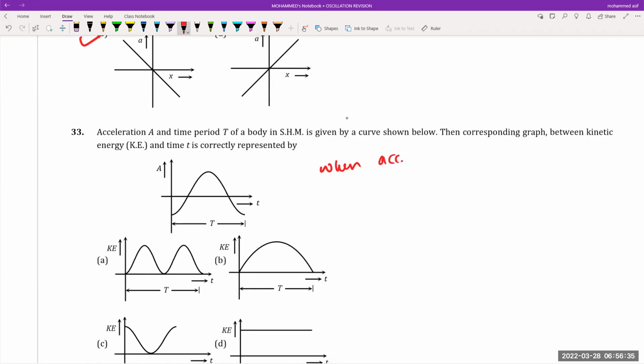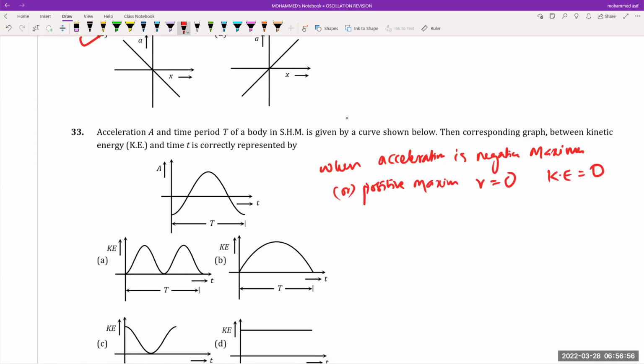Okay? When acceleration is negative maxima और पॉजिटिव मैक्सिमा भी हो सकता है, कोई प्रॉब्लम नहीं, और पॉजिटिव मैक्सिमा, उसकी वेलोसिटी कितनी हो जाएगी? 0. अगर वेलोसिटी 0 हो जाएगी तो काइनेटिक एनर्जी भी उसकी 0 होना चाहिए, यानी इनिशियली काइनेटिक एनर्जी 0. तो 0 एक्सेलरेशन के लिए, फॉर 0 एक्सेलरेशन वेलोसिटी विल बी मैक्सिमम, यानी काइनेटिक एनर्जी विल आल्सो बिकम मैक्सिमम. ठीक है ना? So first graph only is the thing which is representing for me there.